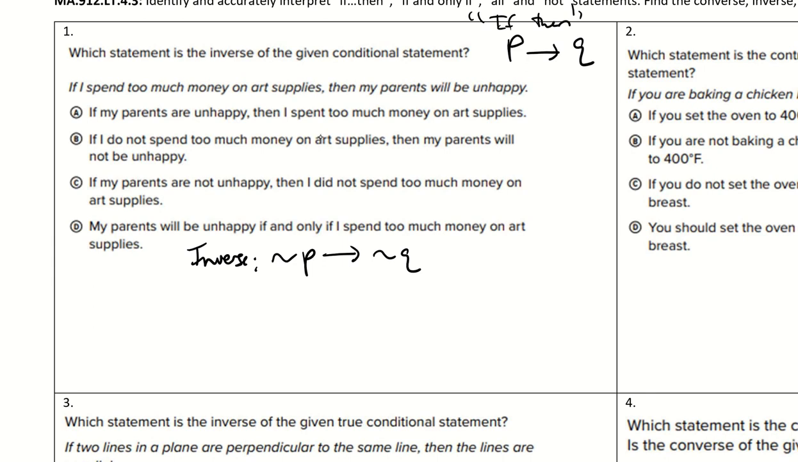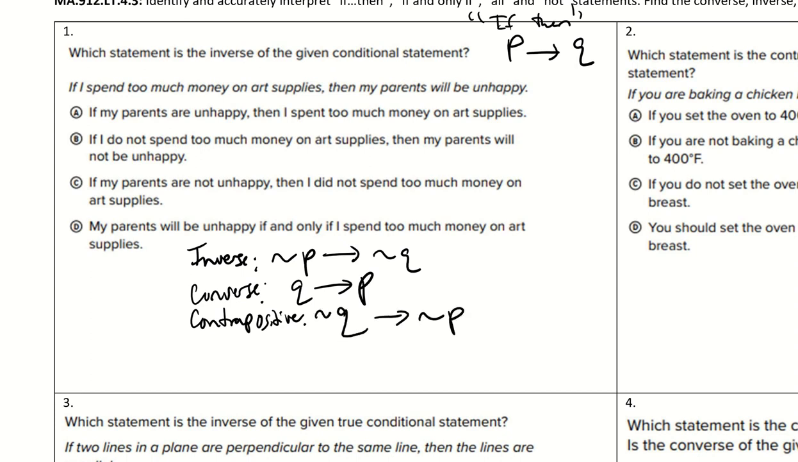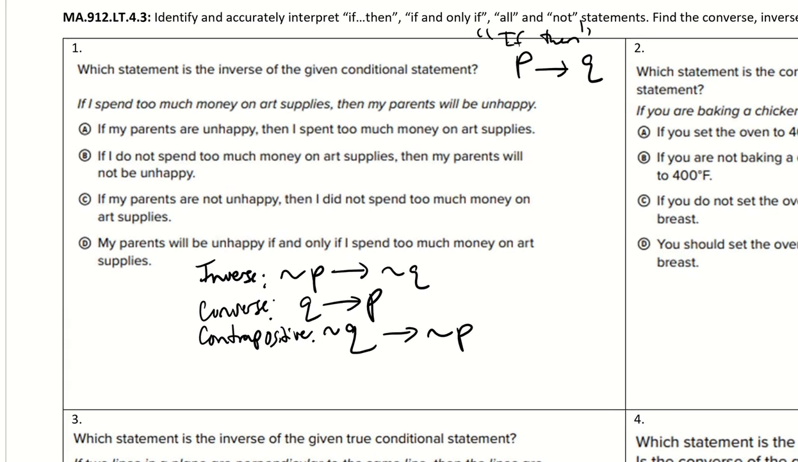And then the converse is basically when you reverse the two statements. So that means Q implies P. So instead of doing P implies Q, you just reverse it. And then the contrapositive is when you do both the inverse and the converse. So you reverse them, so you do the converse, and then you do the negation. So not Q implies not P, and that's how you do it.